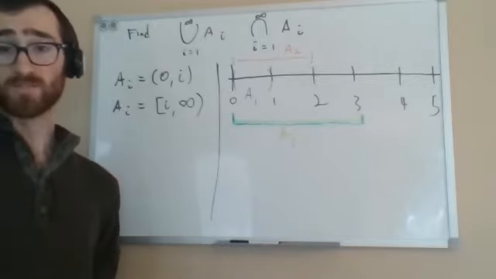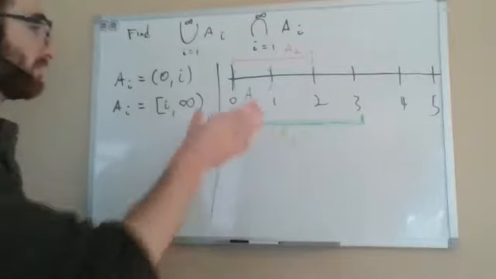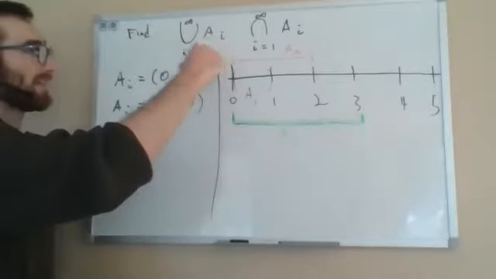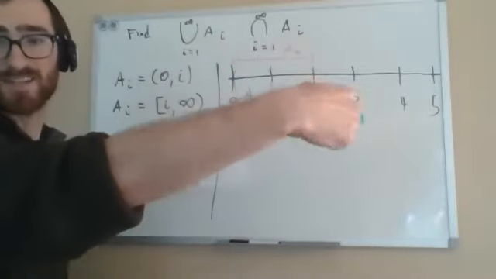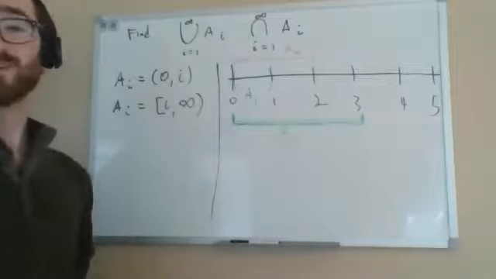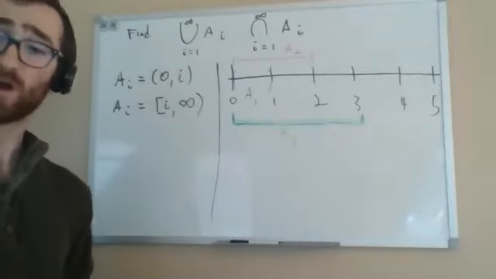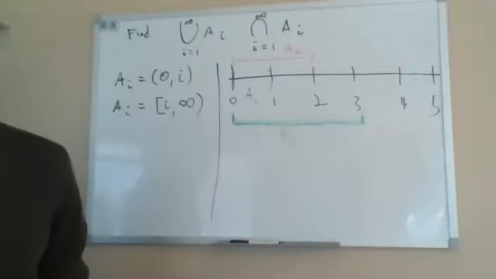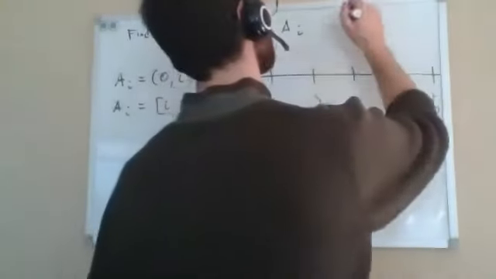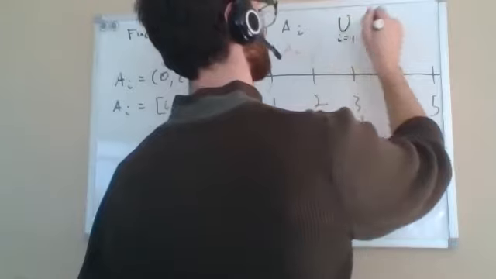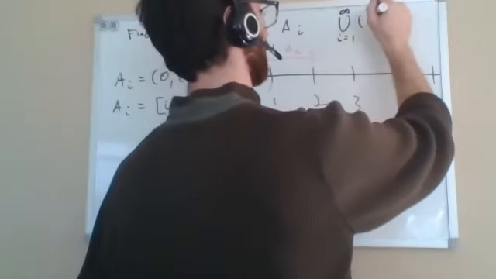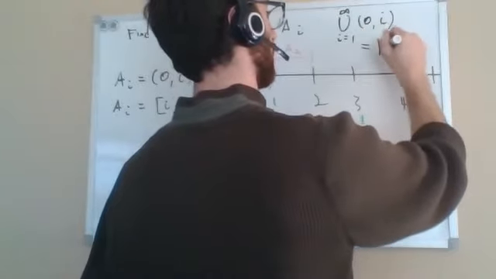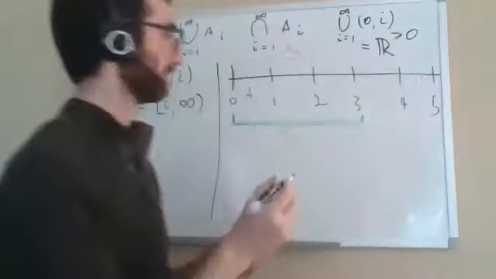The union of these three is indeed 0 to 3, but if I let the i's go to infinity, it's going to be the positive reals. Not all of R exactly, but it's going to be R greater than 0. So the union from i equal to 1 all the way up to infinity of (0, i) is equal to R greater than 0.